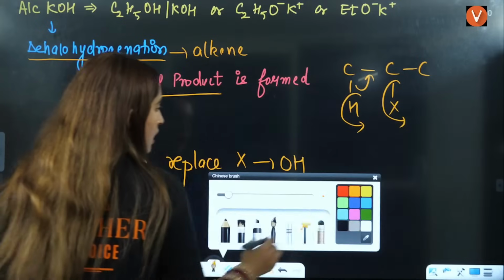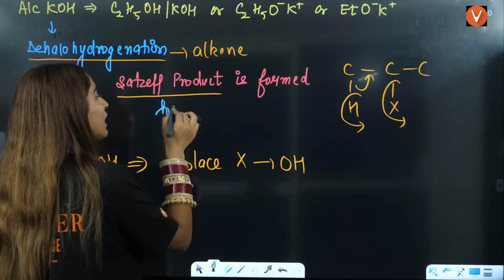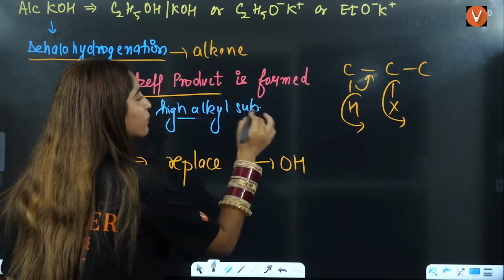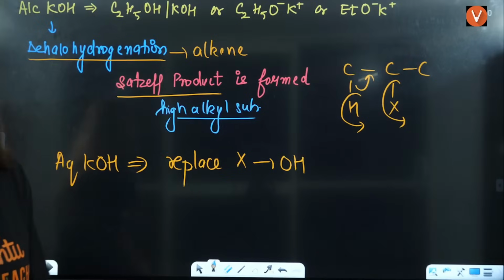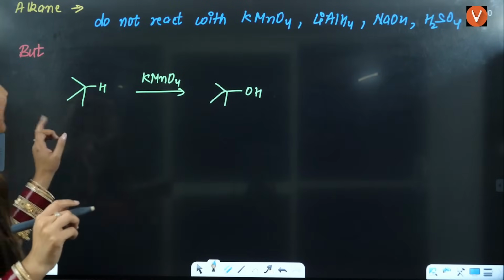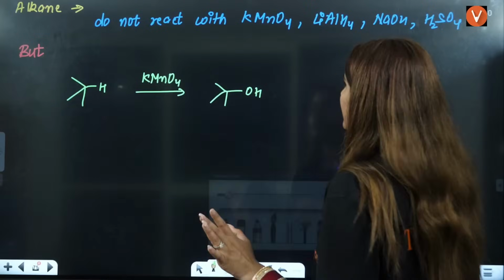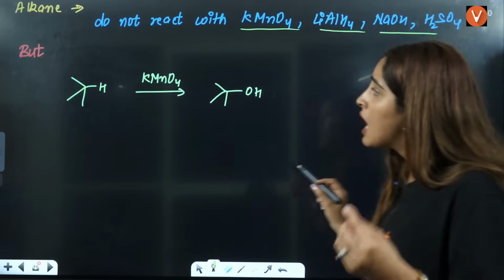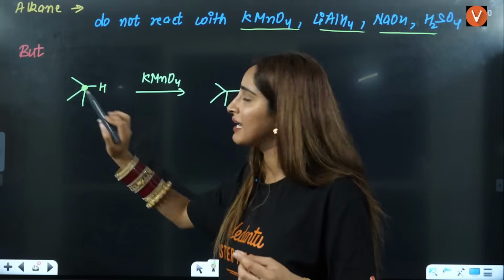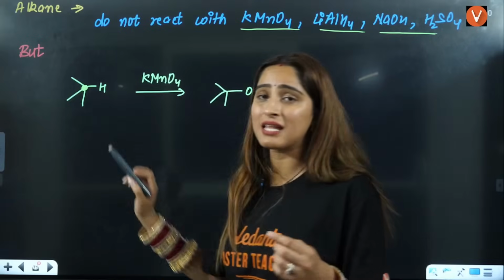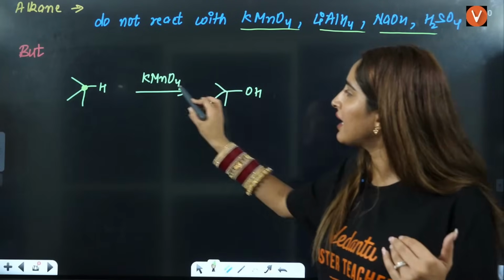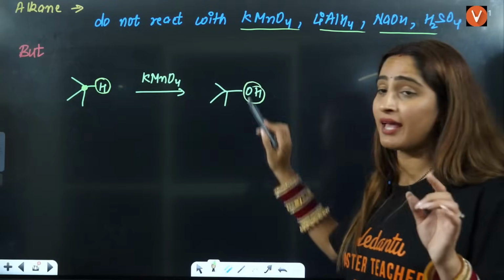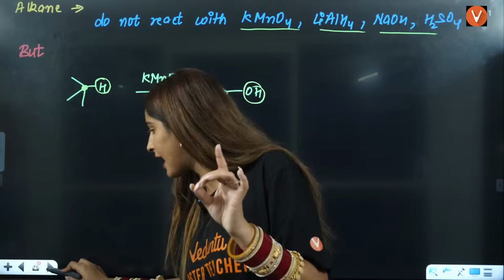Zaitsev product means the highly alkyl substituted product will be formed here. Next, if you have an alkane, that usually does not react with KMnO4, LiAlH4, NaOH or H2SO4. But if you have a tertiary alkane like this, where this carbon has 3 CH3 groups, in that case, if you add KMnO4, then this hydrogen is replaced by OH. Again, this is also a very important reaction.